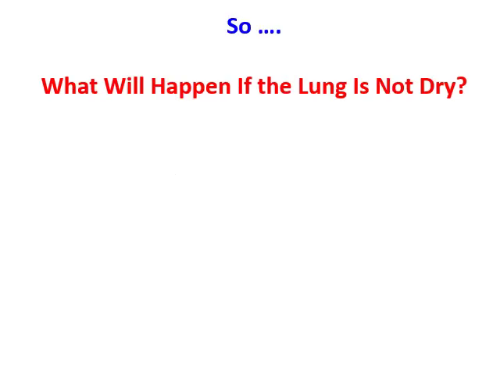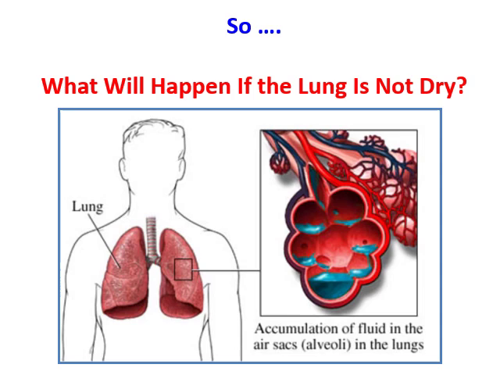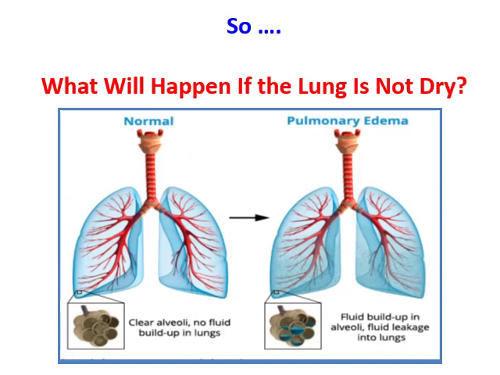So what will happen if the lung is not dry? If the lung is not dry, there will be accumulation of fluid in the air sac, which is the alveoli in the lung, giving us what is known as pulmonary edema. Pulmonary edema occurs in the same way that edema occurs elsewhere in the body. So if there is an increase in the filtrating force, which is the capillary hydrostatic pressure, and a decrease in the absorbing force, which is the colloidal osmotic pressure in the pulmonary circulation, there will be accumulation of fluid in the pulmonary interstitial space and alveoli, giving us what is known as pulmonary edema.